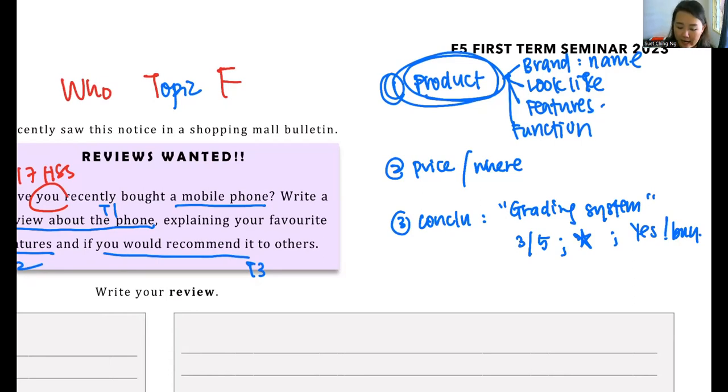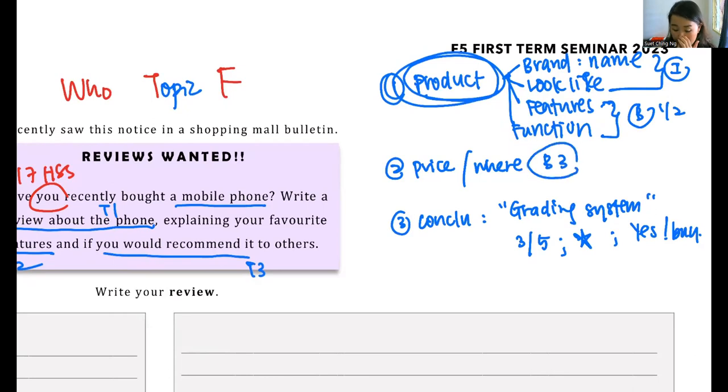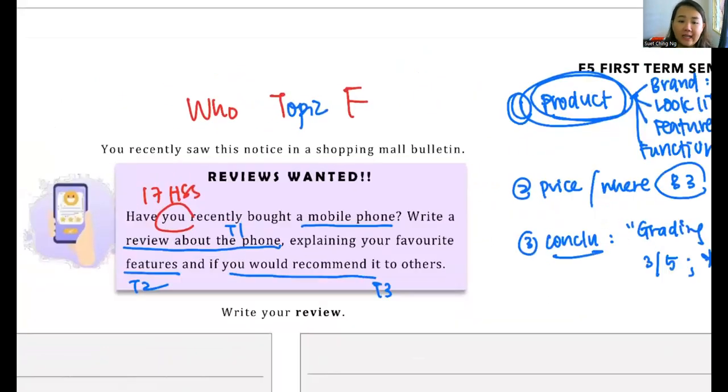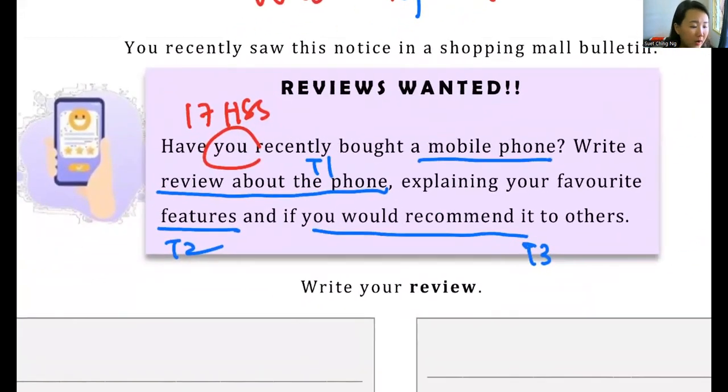So obviously with the product, you can write a couple of paragraphs depending on how many features or functions you want to talk about. This usually is the first paragraph, and then you have your body here, B1 and B2, then maybe this one is B3. And this is conclusion. You see what I mean? It applies to everything. Let's say today I want to talk about mobile phone. What phone are we going to talk about?